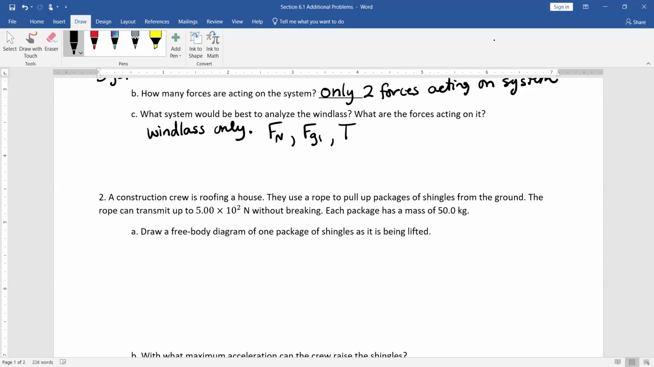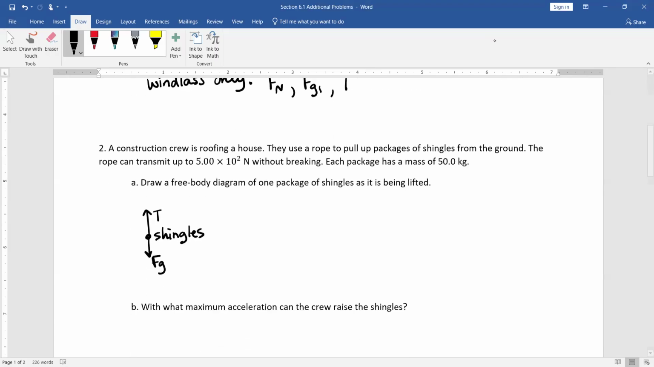again, this is a one object free body diagram, so pretty simple. I'm just going to go ahead and label it because we know I can't draw. So I'm just going to use a dot. So there's our shingles. In this case, obviously we have the tension at the top, which includes the weight and any acceleration as it's being pulled up. And we have the force of gravity on the shingles. We just have to use FG because there's only one object in the system.